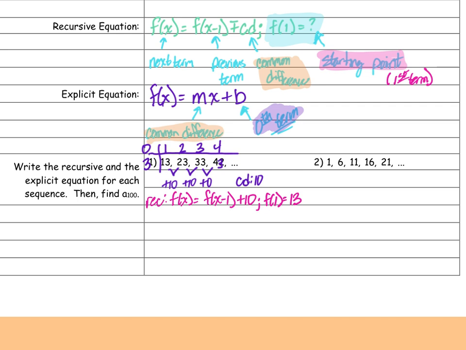How do I know it's 13? Well, f of 1 is 13. It's all given to me in my sequence that I have. Once I turned it into a table, it's all right there. Okay? So then the next thing it wants me to do is find my explicit equation.